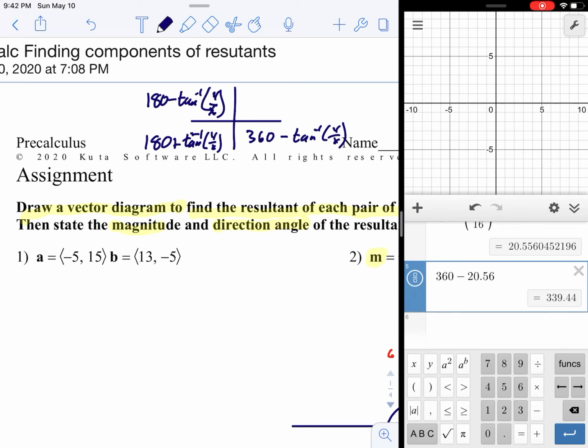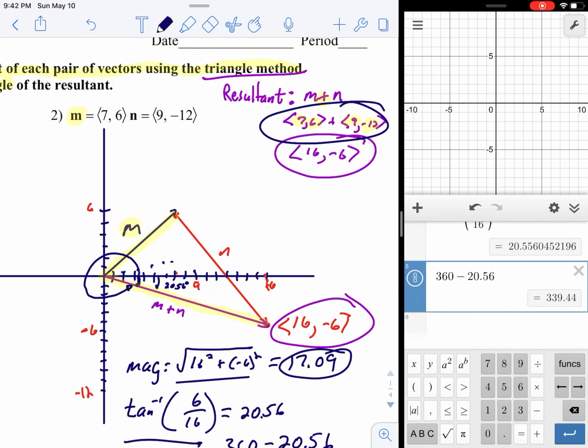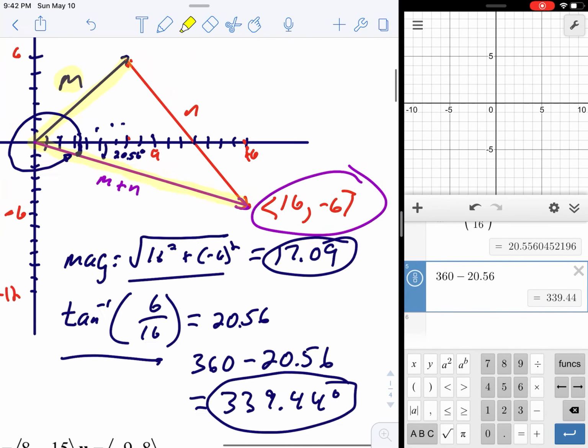And then if you happen to have one up here in the first quadrant, it's simply tangent inverse of y over x. And then, like I said before, when you're doing that inverse tangent, you can just sort of disregard any negative signs, like it was on that negative 6 right there, when you plug that into your calculator.